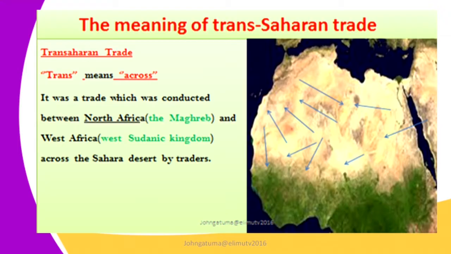And the traders could come from North Africa. You can see the map of the Sahara Desert, which is one of the largest deserts in the world. These traders came all the way from the Maghreb. You can see the arrow. The Maghreb is in the north of Africa, and they could cross all the way to West Africa, which is actually known as the West Sudanic Kingdoms. And this one involved crossing the Sahara Desert.